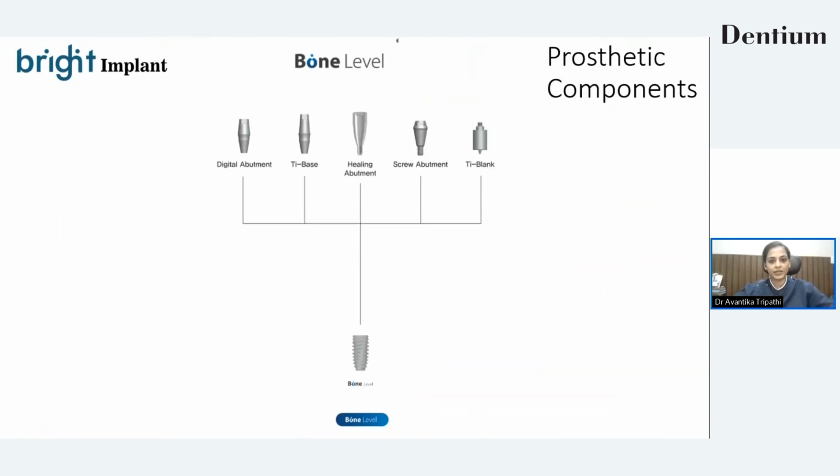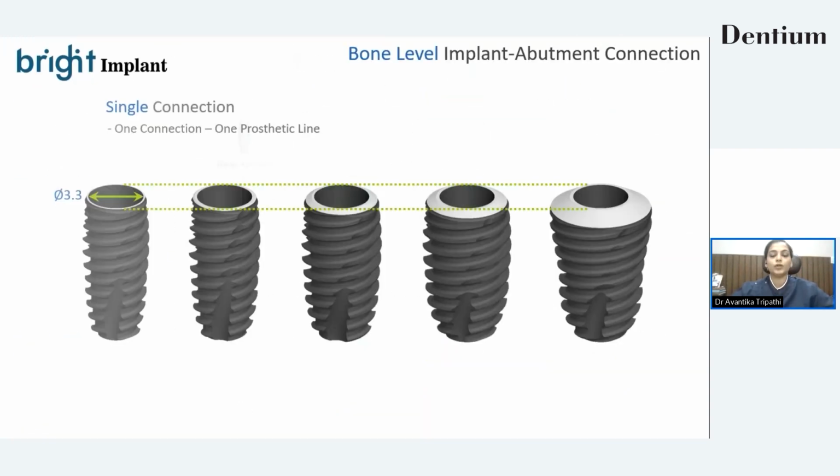Next, starting with the bone level prosthetic components. To make it simple and to reduce the inventory again, the internal diameter of the Bright implant is the same, which is 3.3 for all. So irrespective of the external diameter of the fixture, the internal diameter will always remain the same, that is 3.3. So any diameter of the abutment can be seated on any diameter implant.